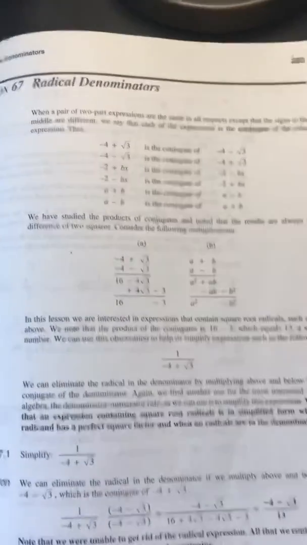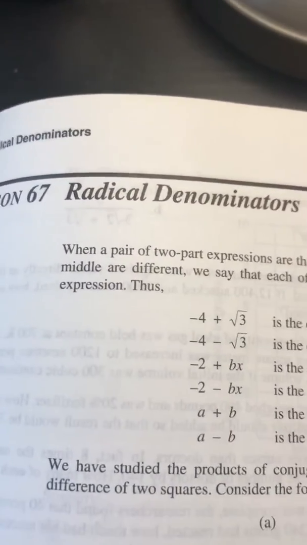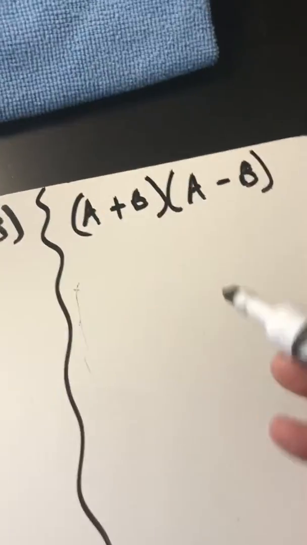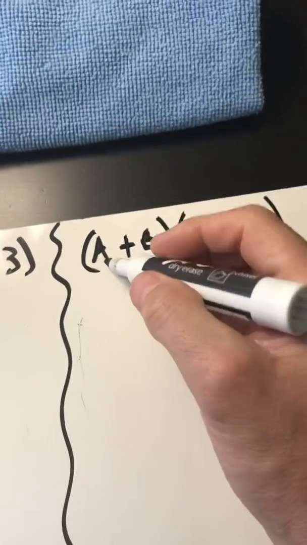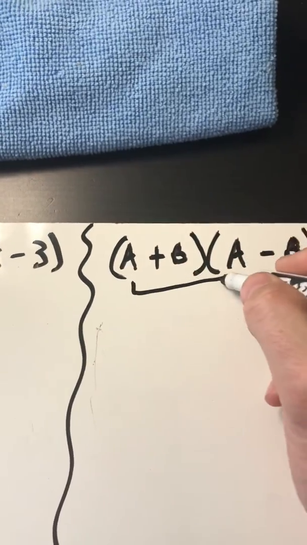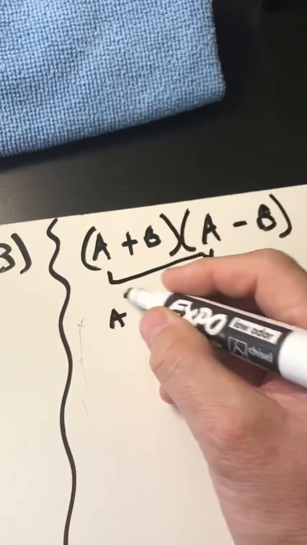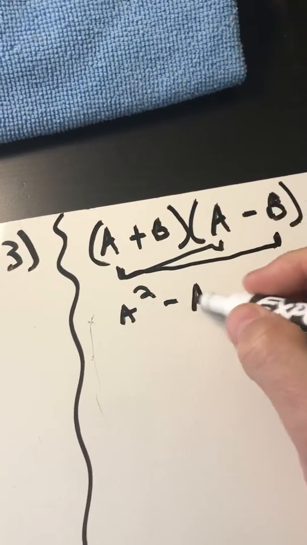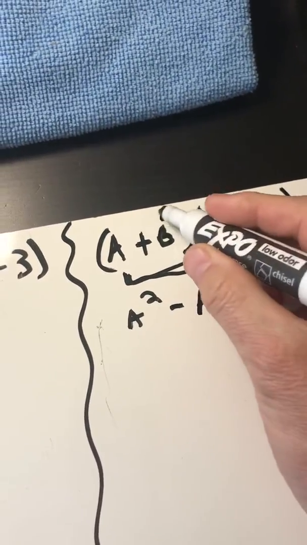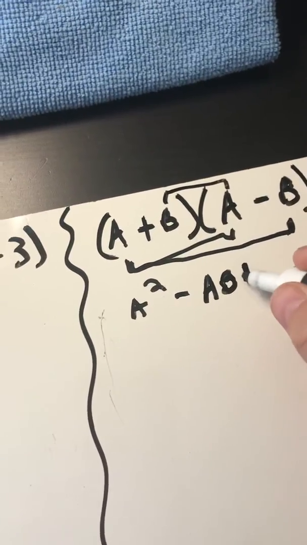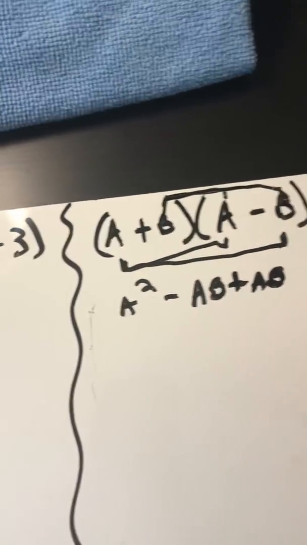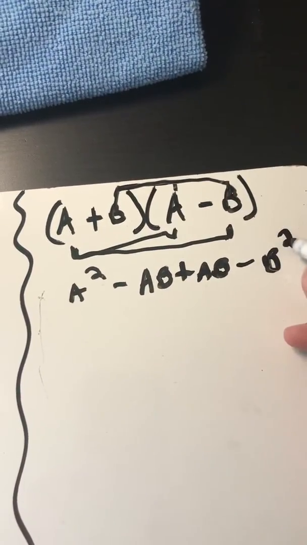Okay, problem set 67 is radical denominators, but in order to work on this, you have to understand the difference of two squares. So if we do it using a and b, you FOIL it and you get a times a, which is a squared, a times negative b, which is negative ab, b times a, which is positive ab, and then b times b, which is negative b squared.